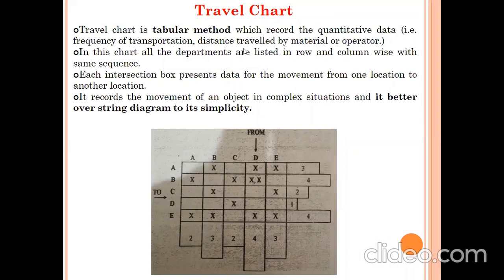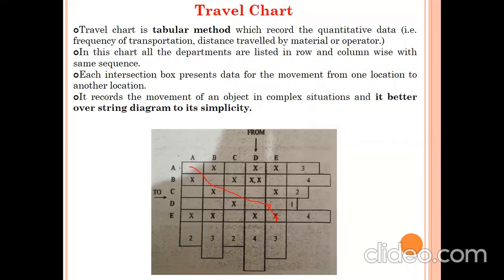Can we say that material is traveling from machine A to machine A? Or operator is traveling from machine A to machine A, or department A to department A? No, sir, no. That's why here the diagonal is 0. If you look at here, the diagonal, there are no values. Okay, diagonally no values are there.